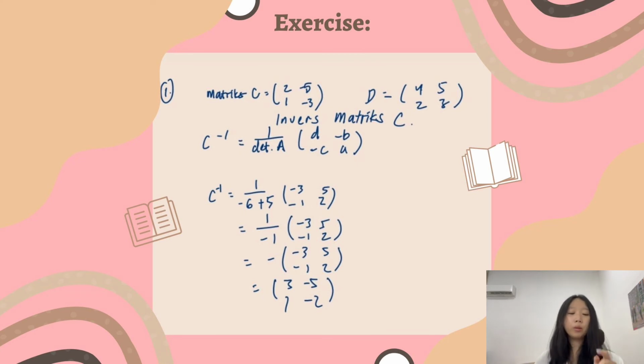So it remains -1 times -3, 5, -1 and 2. So the conclusion: the matrix of C was 3, -5, 1, and -2.